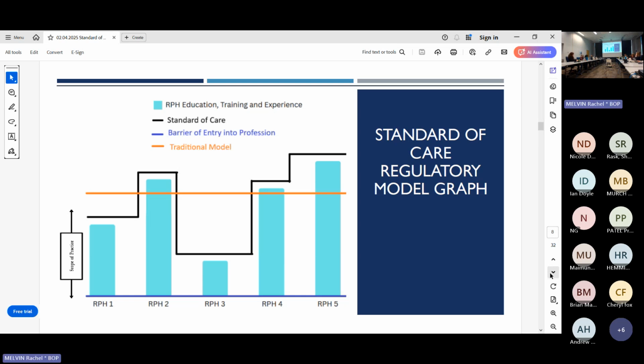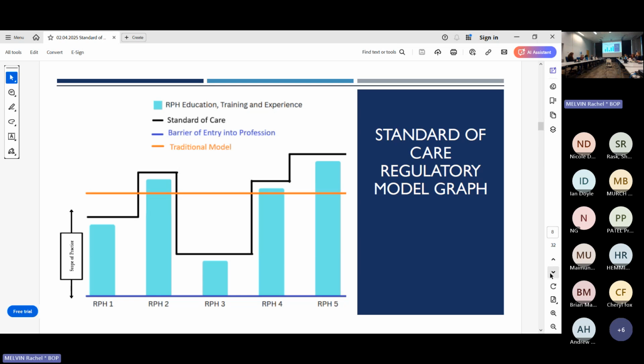And then we have the standard of care in black. And you can see it is adaptive in the sense that it responds to each individual pharmacist's education, training, and experience. And because the input in that situation is different, the outcome might also be different. So it is worth noting that the standard of care can change. And what would that mean to the patient in terms of the level of care that they're going to get?